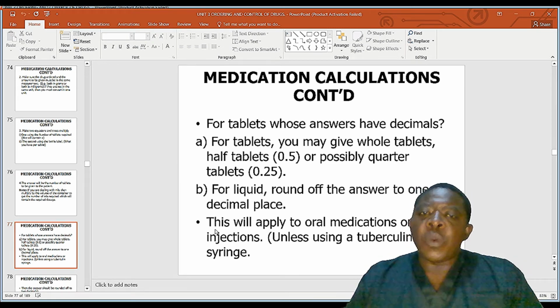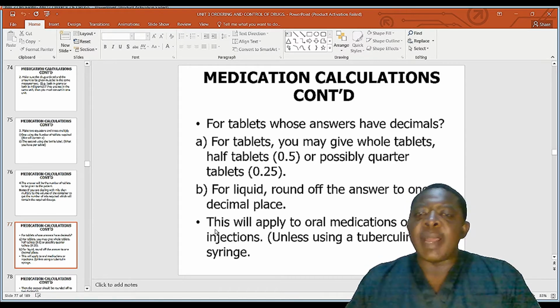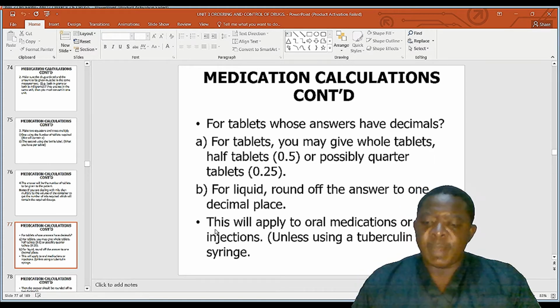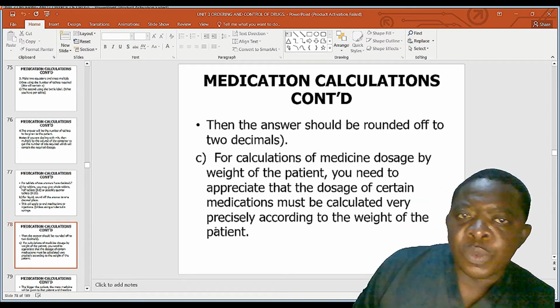For liquids, round off the answer to 1 decimal place. This will apply to oral medication or injection, unless using a tuberculin syringe, then the answer should be rounded off to 2 decimals.